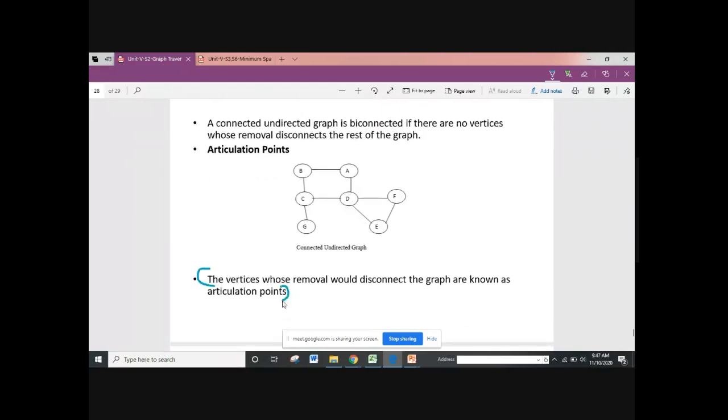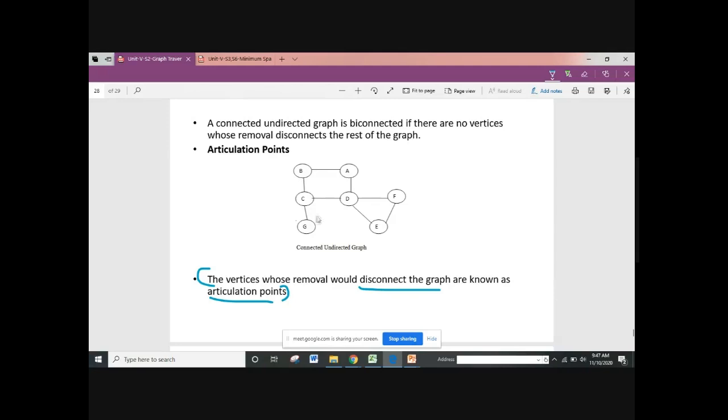The vertices whose removal would disconnect the graph, you call them articulation points. When I remove C, then A and B only will be connected. A, B, D, F, E can be connected, but there is no solution for G. Or when I remove D, there is no solution for F and E. But when I remove B, even though there is a connection from A to B and C to B, the graph stays connected.